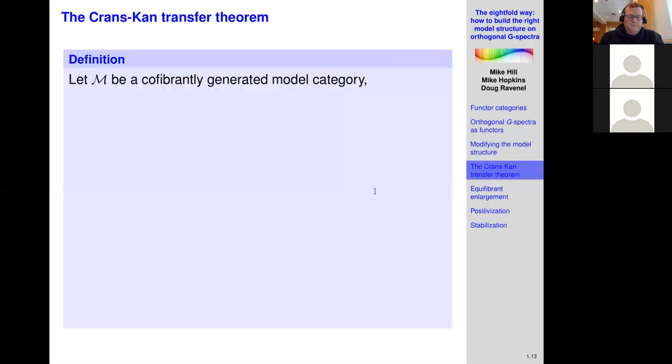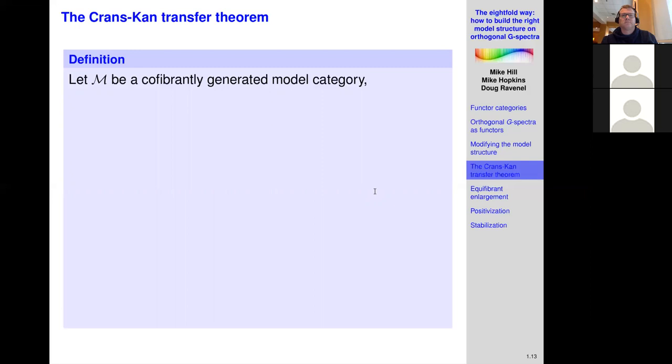Okay, so I'm going to describe some methods of producing new model structures from old. So the first thing I have to talk about is something called the Transfer Theorem of Crans and Kan. Crans, I'm not sure I'm pronouncing his name right, was a student of Moerdijk who published the theorem I'm about to state in 1994, and as far as I know, this is the earliest published version of it. But anyway, before I state the theorem, I need a definition.